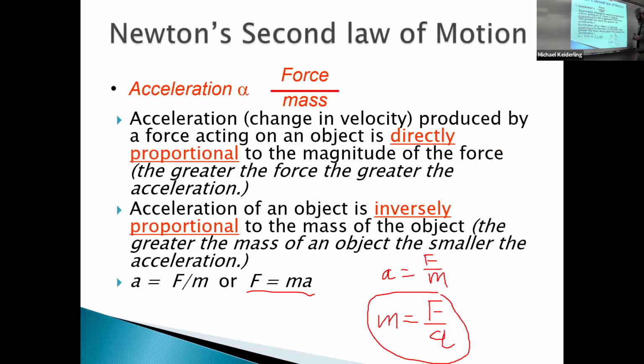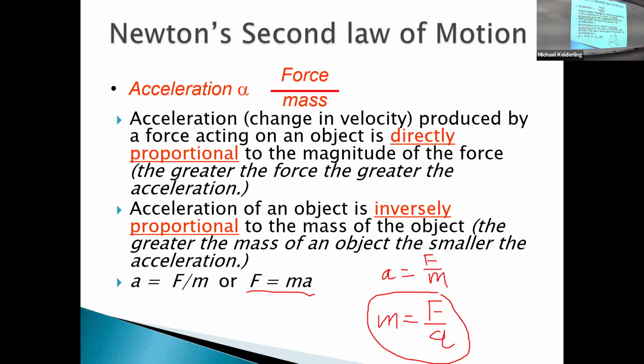So Newton's second law is that acceleration is force over mass. It is most commonly written as force equals mass times acceleration. So the acceleration of any object is proportional to the force. The bigger the force you apply to an object, the more acceleration it will have, and inversely proportional to the mass. The larger the mass of the object, the less acceleration it will have.